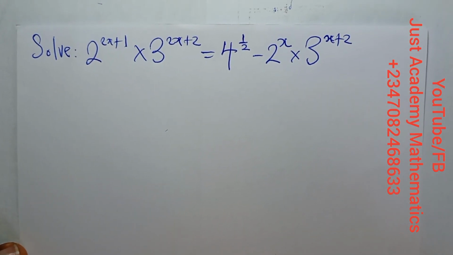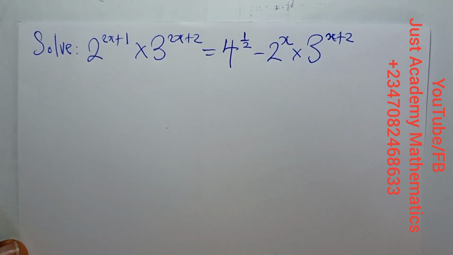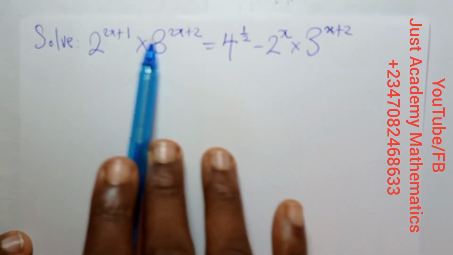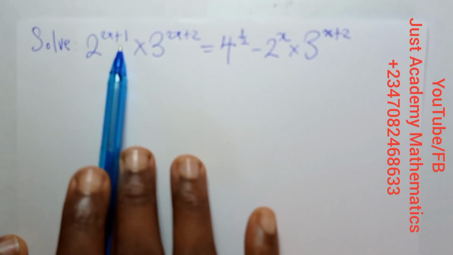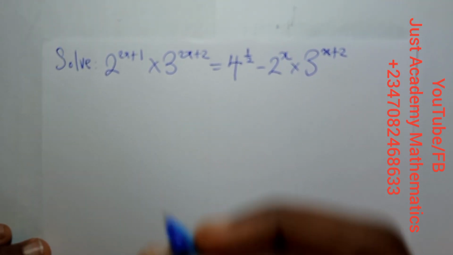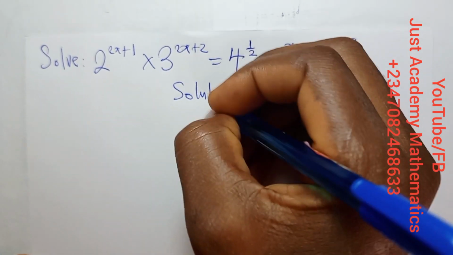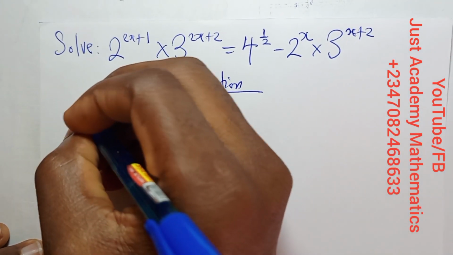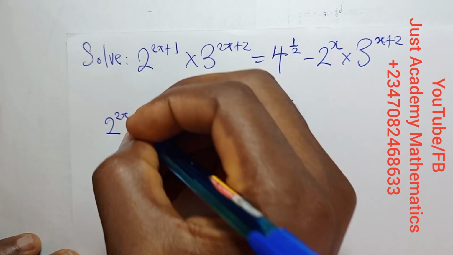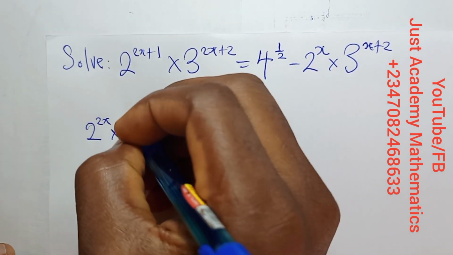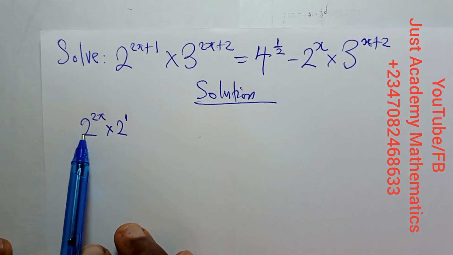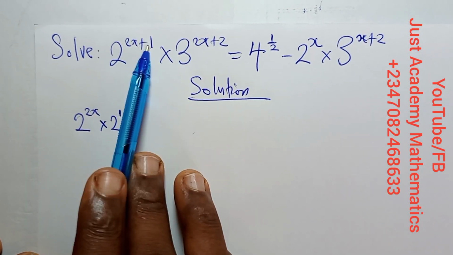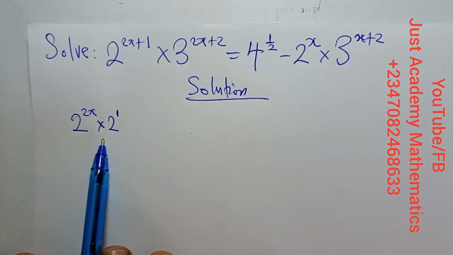Now, the first thing I want you to note is that for you to be able to see it clearer, we may need to split this power. We may need to bring it back. This is what I mean. Solution: now let's break this down to 2 raised to the power of 2x times 2 raised to the power of 1. It is 2 raised to the power of 2x times 2 raised to the power of 1 that will give us this by the law of indices. So we are bringing it back.